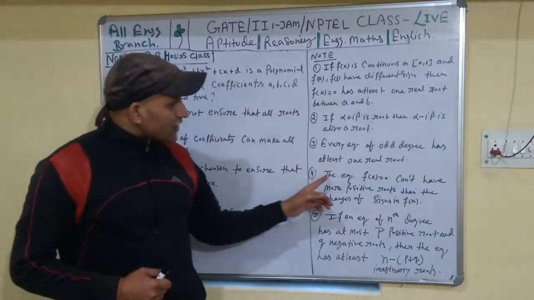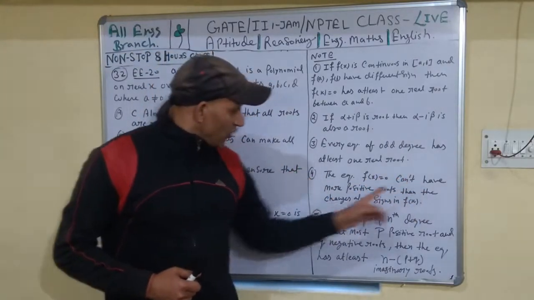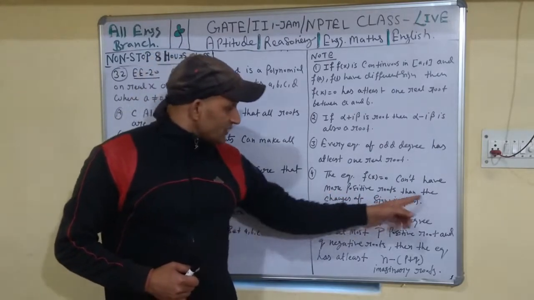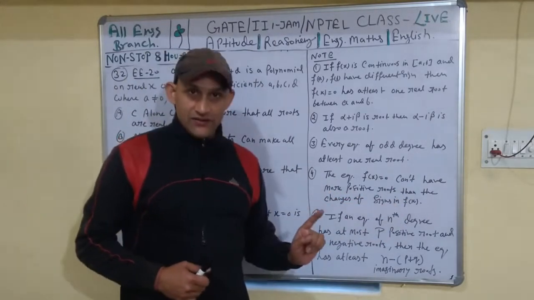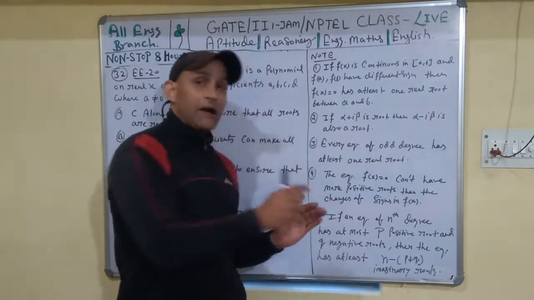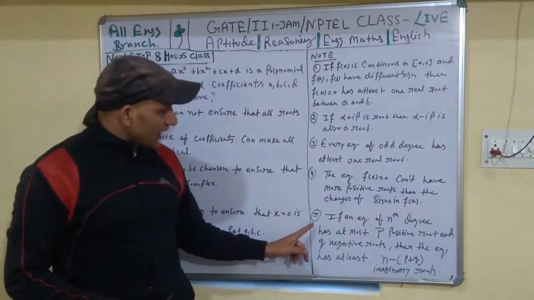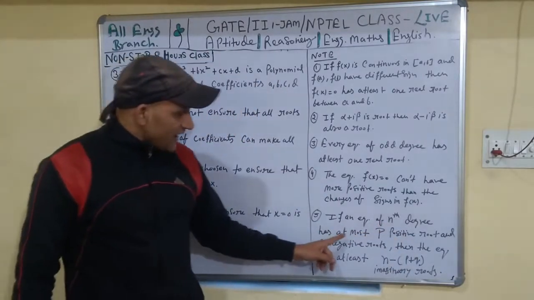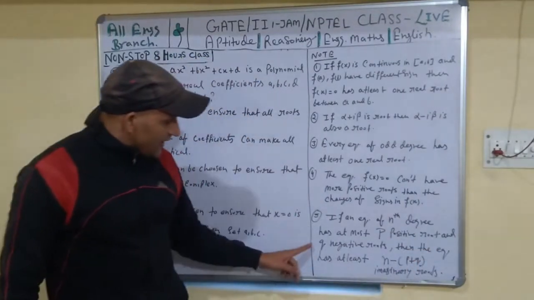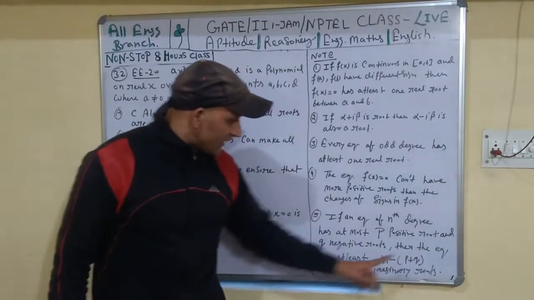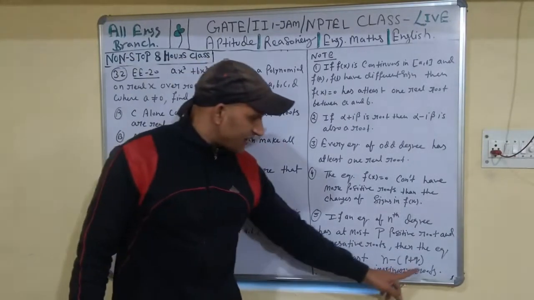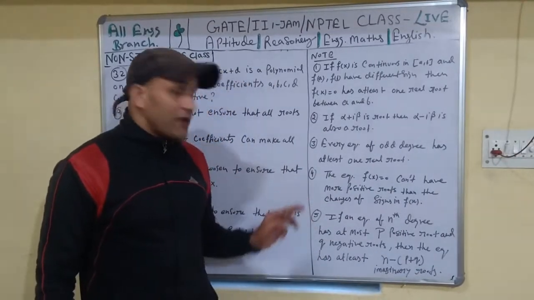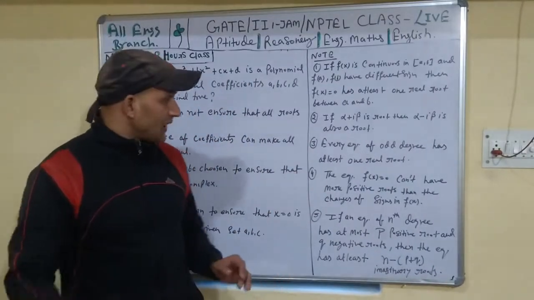And the fourth one: the equation f(x) equal to 0 cannot have more positive roots than the changes of sign in f(x). I will clear this topic after some time. And last, if an equation of nth degree has at most p positive roots and q negative roots, then the equation has at least n minus p plus q imaginary roots. So what is the meaning of this fourth and fifth? I will explain with the help of an example.